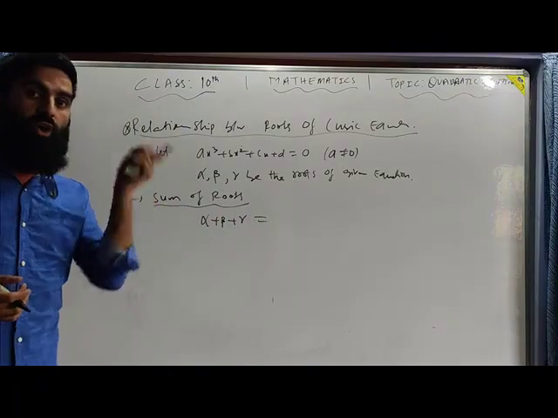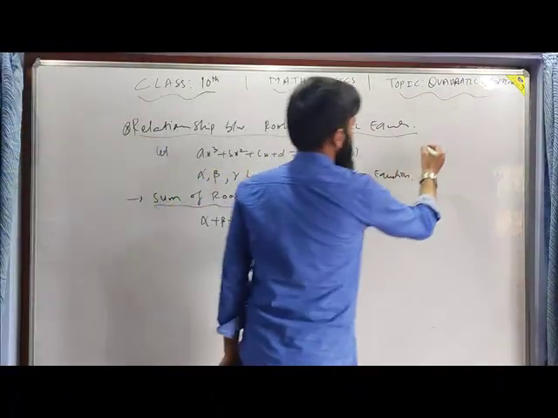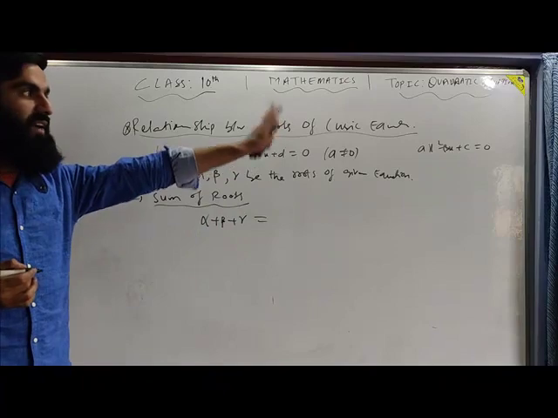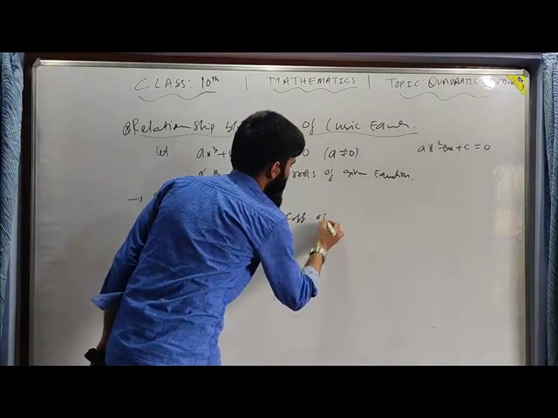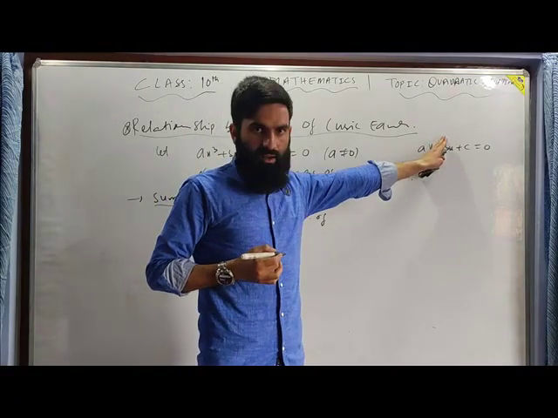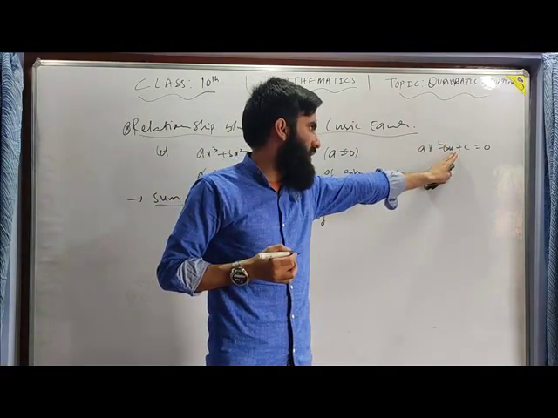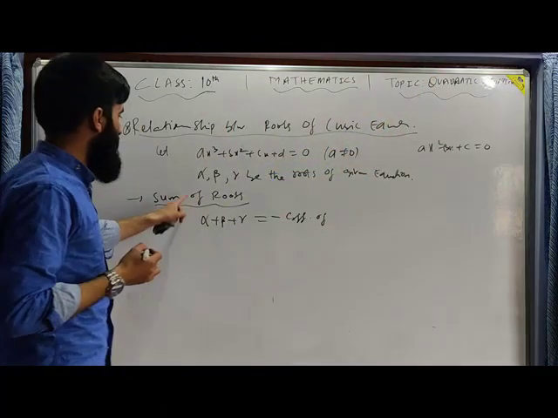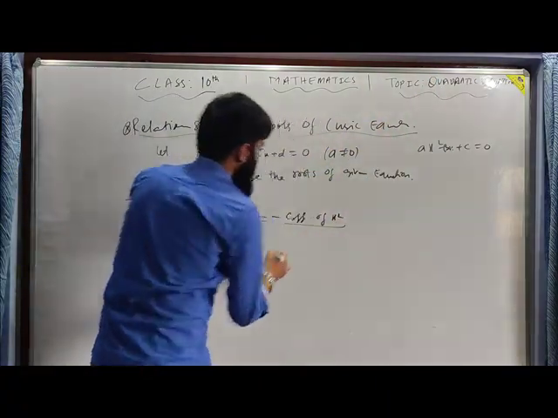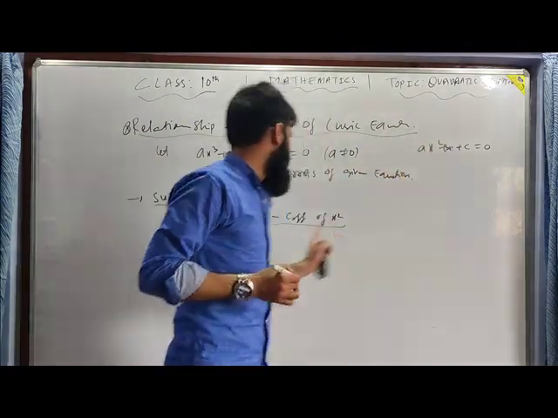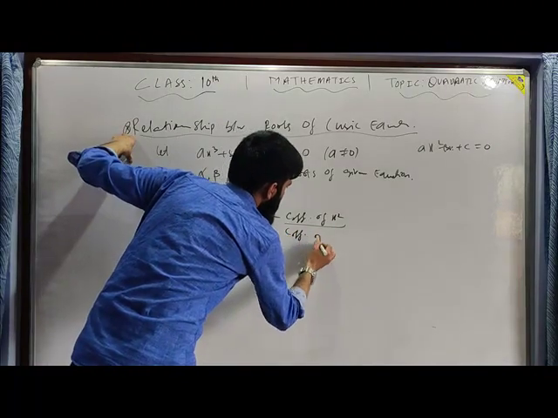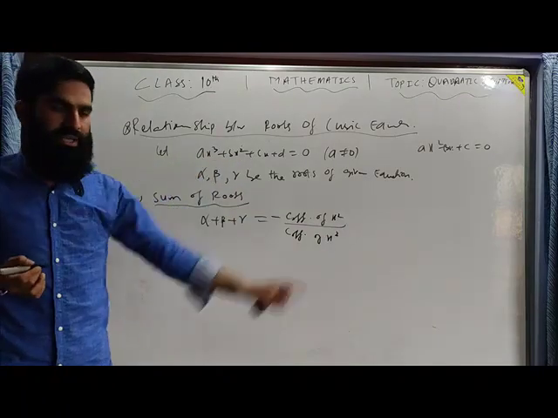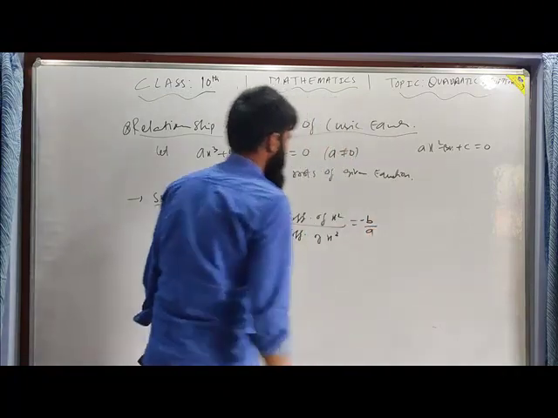In a quadratic equation ax square plus bx plus c is equal to 0, we have minus coefficient of x divided by coefficient of x square, the degree one less than the highest. Here it will be minus coefficient of x square upon coefficient of x cube. So the sum of roots alpha plus beta plus gamma is minus b by a.